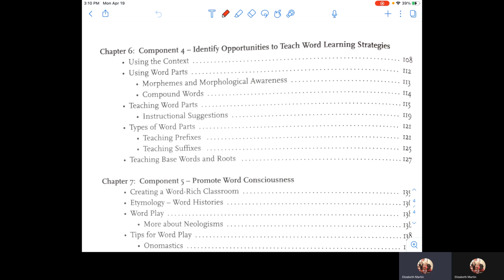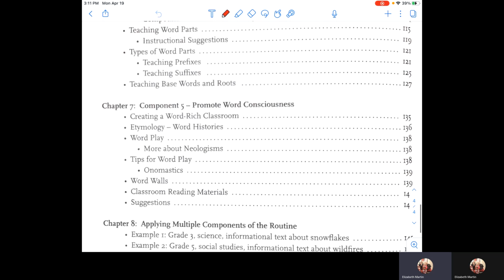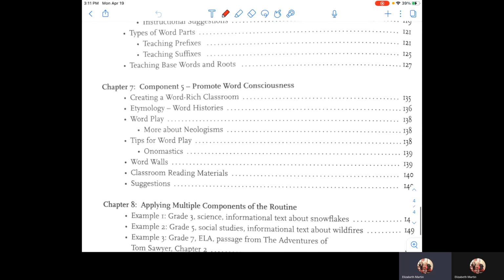A big way to get their interest is to have the students work on word histories. Find out where the word is from. Find out what its history is, as in, how did that word come into existence? Where did it come from? This is a way to spark the interest of students. Another way that you can spark interest is for different word plays.